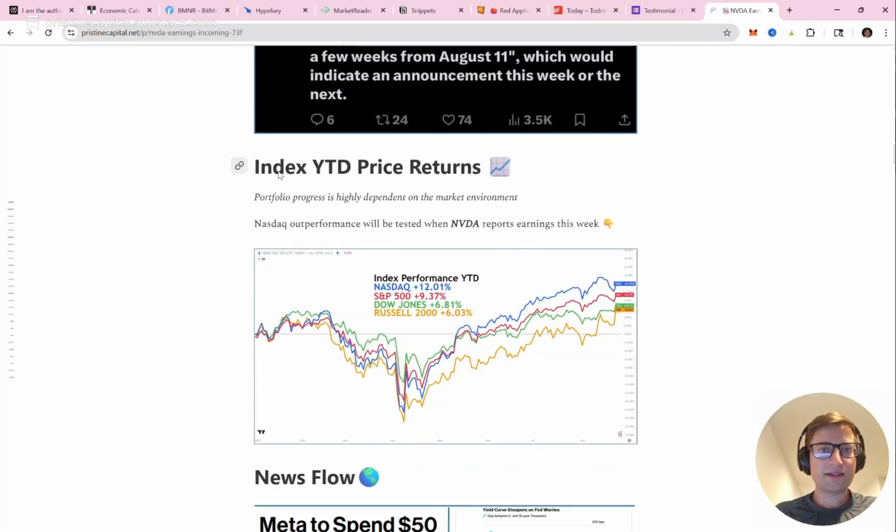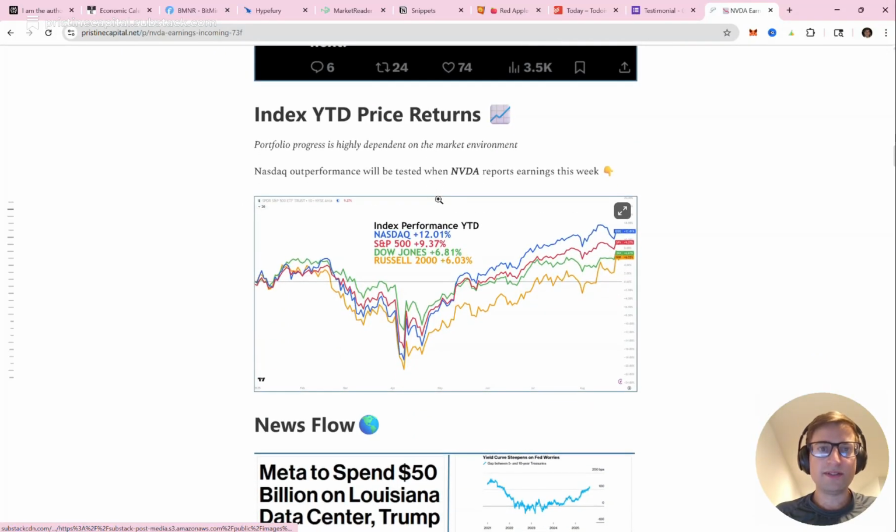And then this is our index price returns module. So sometimes I share year-to-date performance, other times month-to-date. And the reason why I love looking at this every single night is because I notice a lot of traders have really unrealistic expectations for just how much money they can pull out of the market when it's actually very highly dependent on what these indices are doing.